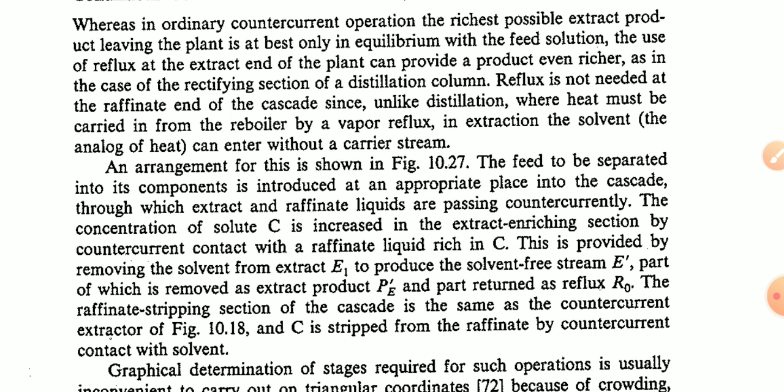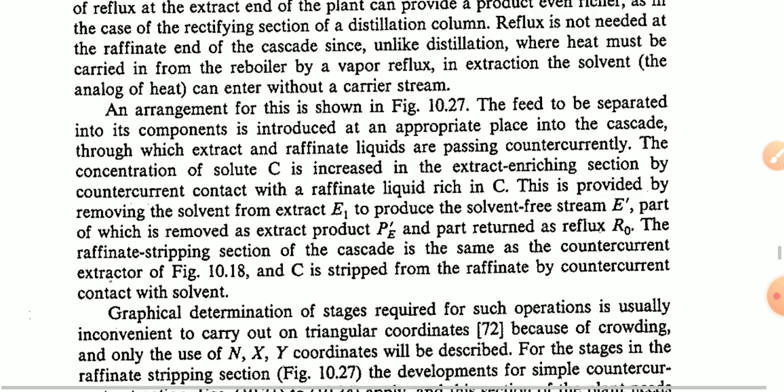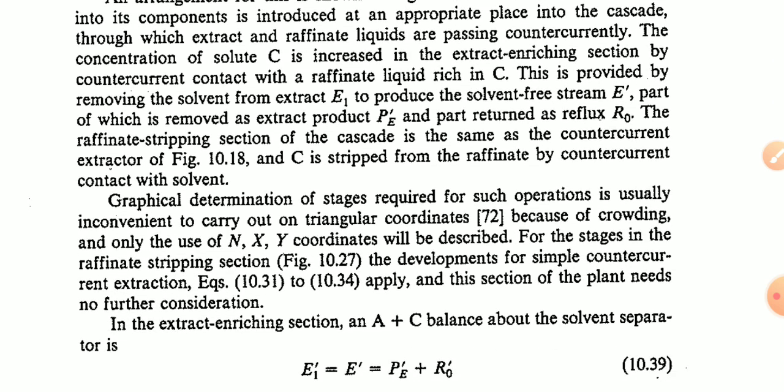This is provided by removing solvent; we will look at it on the solvent basis. E1 produces the raffinate phase and a stream E dash, part of which is removed as the extract product P dash E and a part of which is returned as reflux R0. The raffinate stripping section of the cascade is in the same countercurrent extractor in figure 10.18, and C is stripped from the raffinate by countercurrent contact with the solvent.